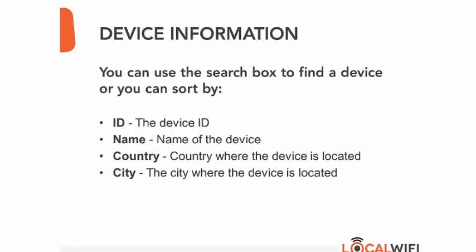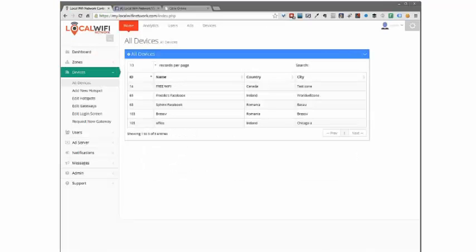So the device information, the main information you have, and as I just showed you, is the device ID, the name of the device, the country where the device is located, and the city. So you can see all of that stuff over here listed. You can sort it. As you have multiple devices, you can search. So it's really easy to manage all that here.